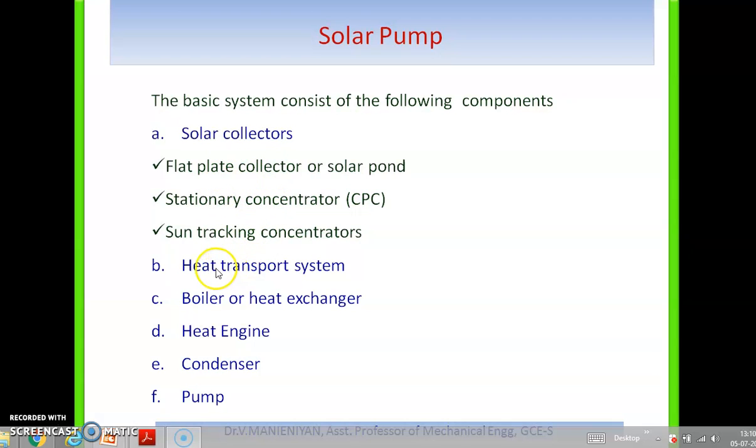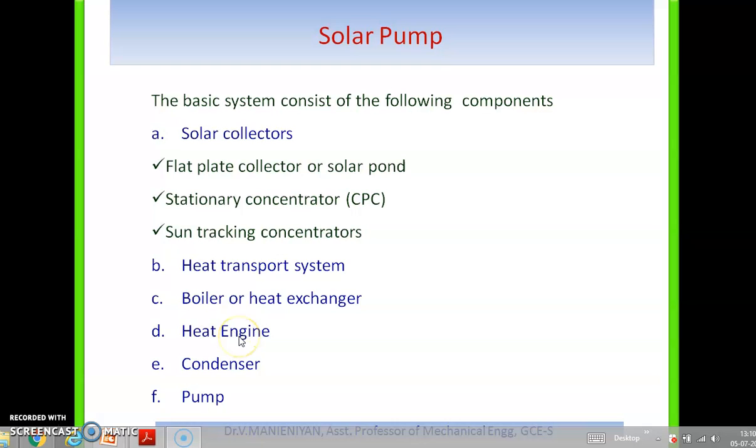The second one is the heat transport system, and the third is the boiler and heat exchangers. The next one is the heat engine. We can use different types of heat engine systems: the Rankine engine, Stirling engine, Brayton cycle, and rotary piston engine, or otherwise a turbine can also be used as the heat engine system.